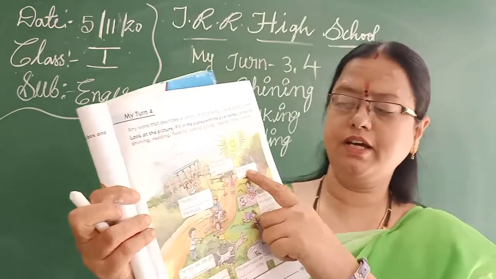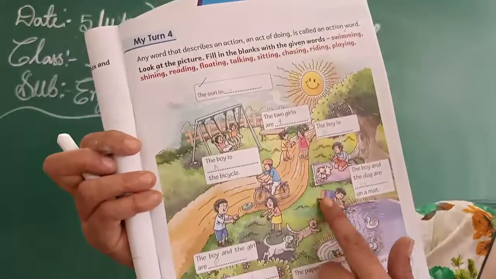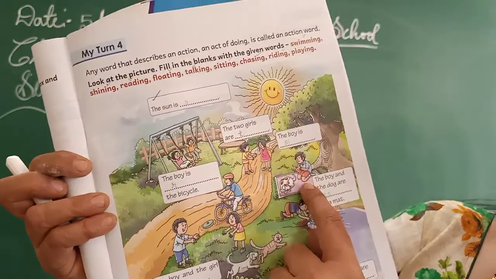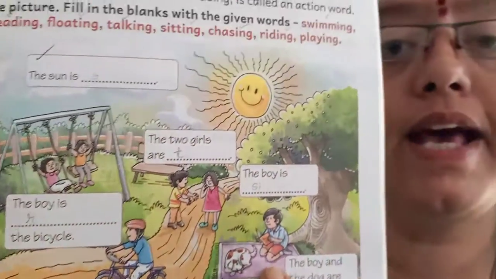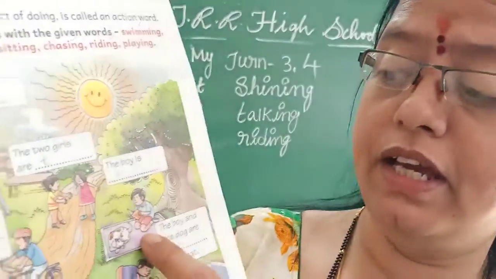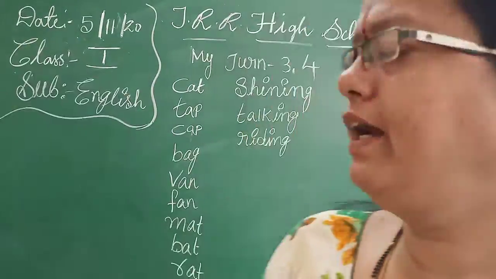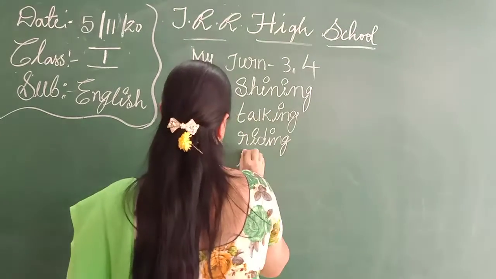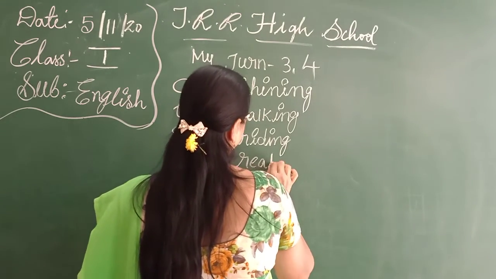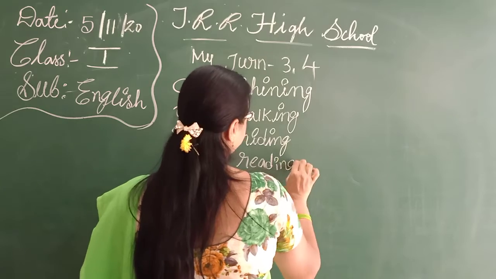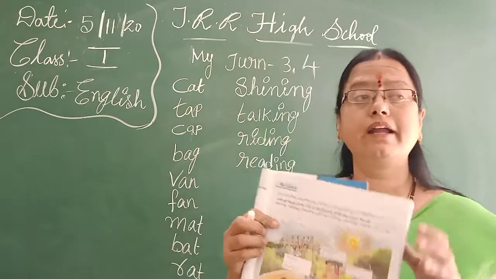Yes. Now see here. See this picture. What is the boy doing in this picture? See properly, beta. Yes, the boy is reading. R-E-A-D-I-N-G. The boy is reading.